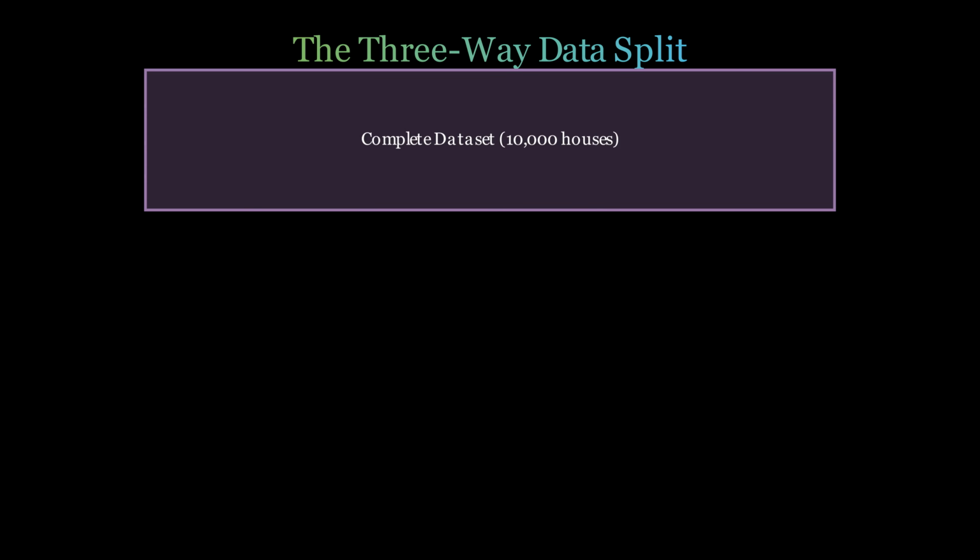Now let's understand the three-way split: training, validation, and test data. Each subset serves a specific purpose in the machine learning workflow, and understanding their roles is crucial for building robust models. Here's how we typically split our data.